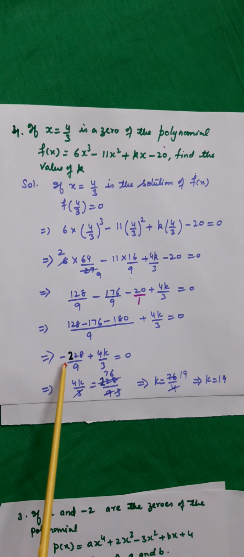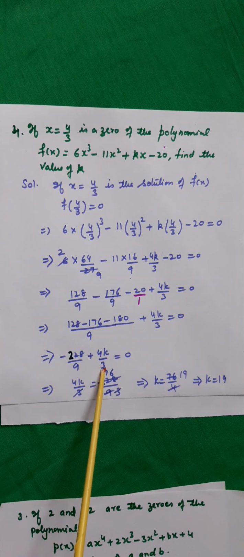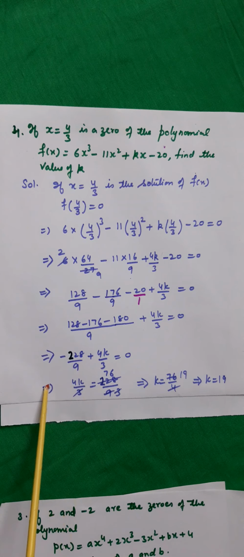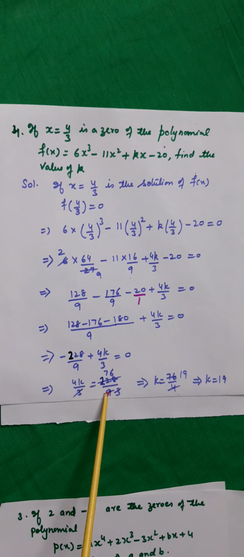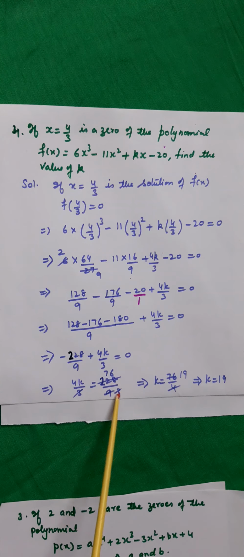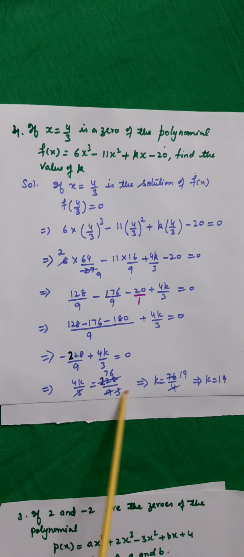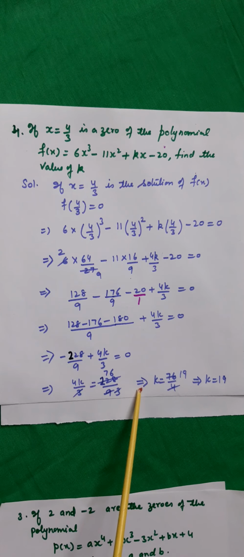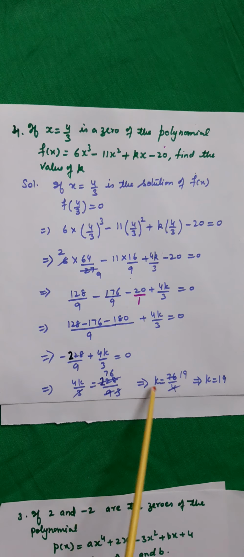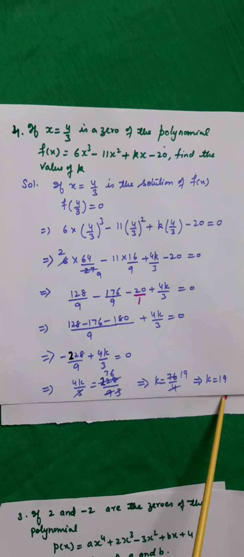This implies minus 228 upon 9 plus 4k upon 3 is equal to 0. Implies 4k upon 3 is equal to 228 upon 9. Cancel these 9 and 3. They will get cancelled. So 3 times 76 gives me 228, which implies k is equal to 76 upon 4. Cancel it, you get 19. Hence k is equal to 19 is the solution.